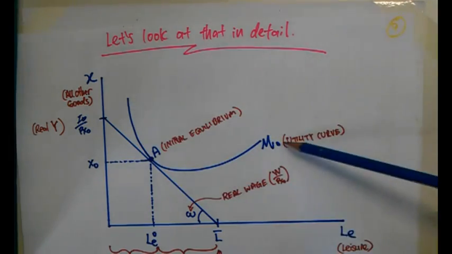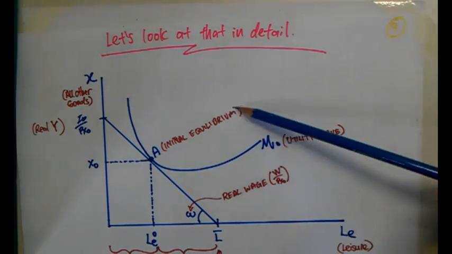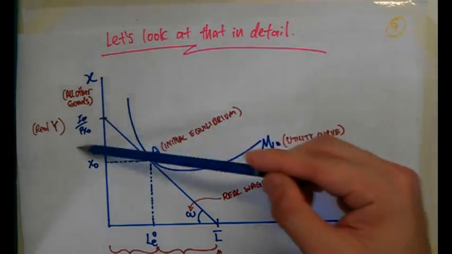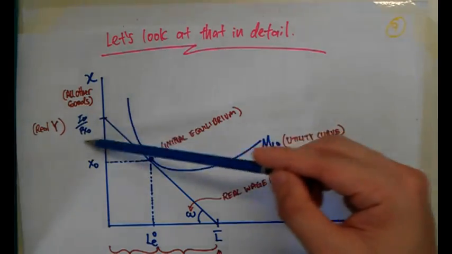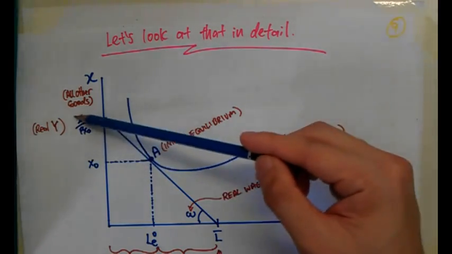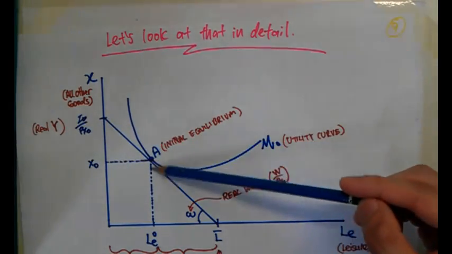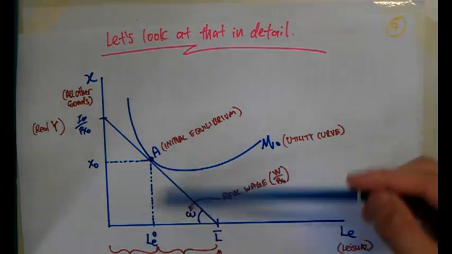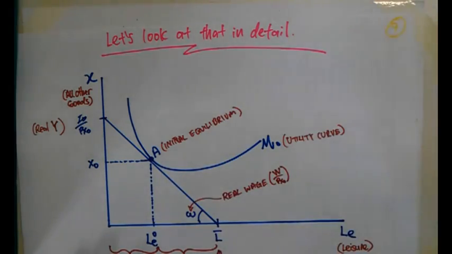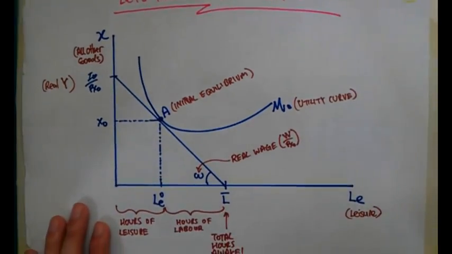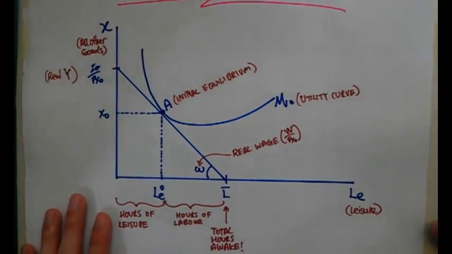This is my indifference curve, utility curve, right? A is my initial equilibrium. So this is my real income in terms of X, and this is my initial bundle for X, and this is my initial hours of leisure. Okay, now, important part. This is the most important part.